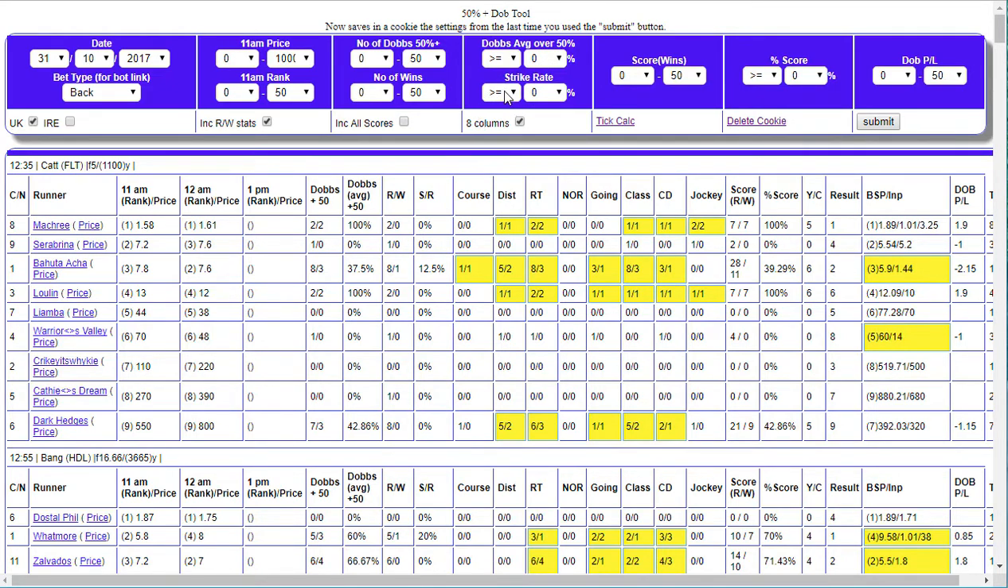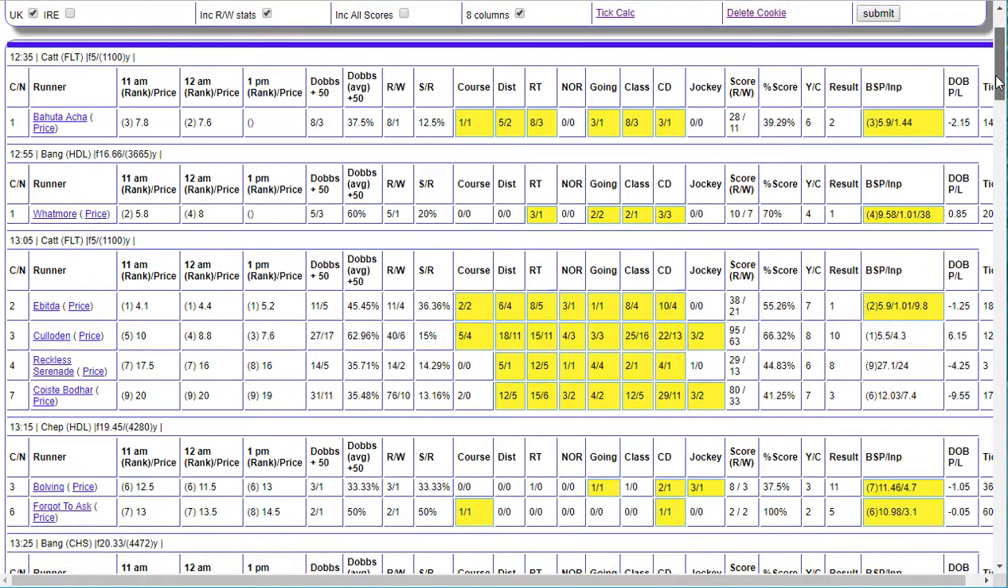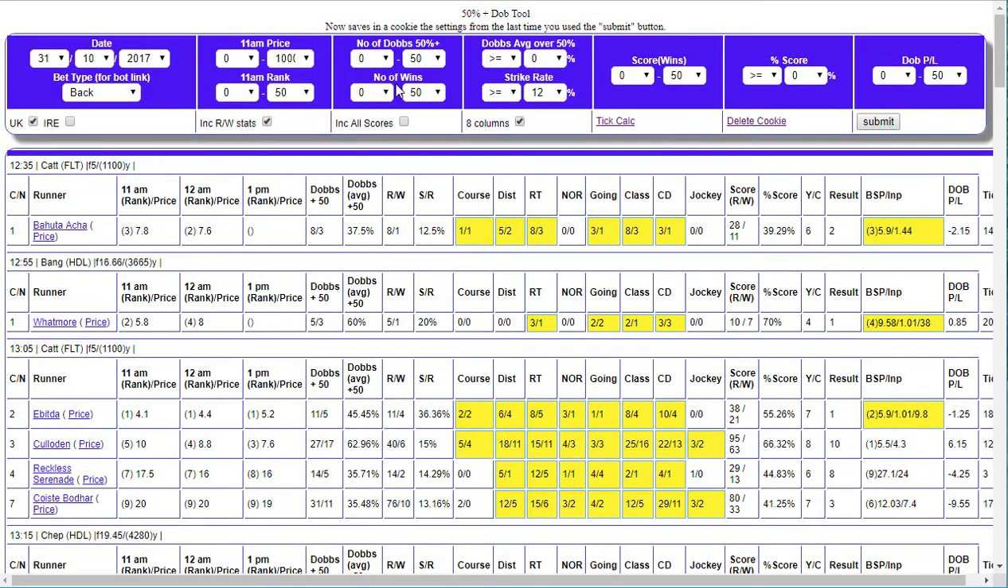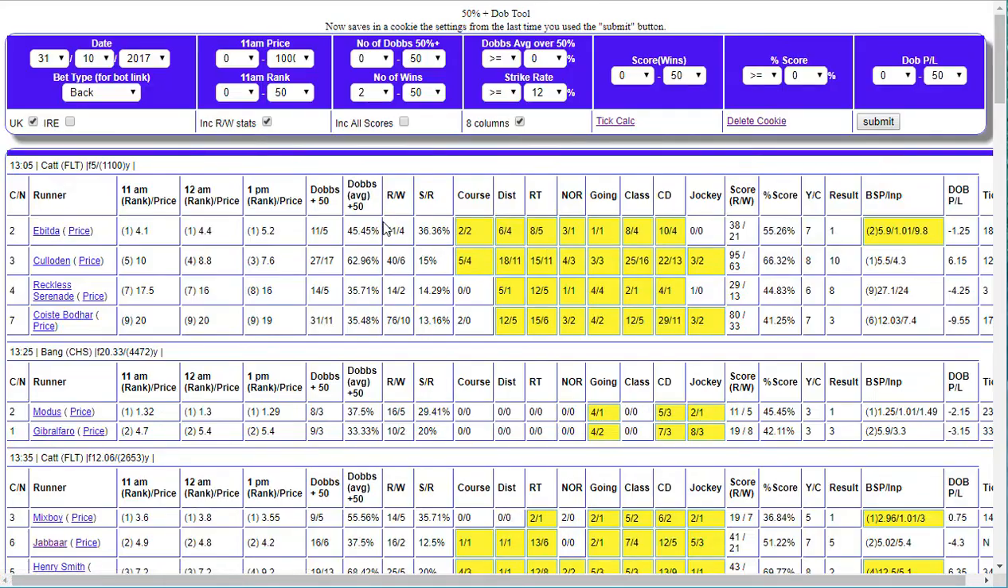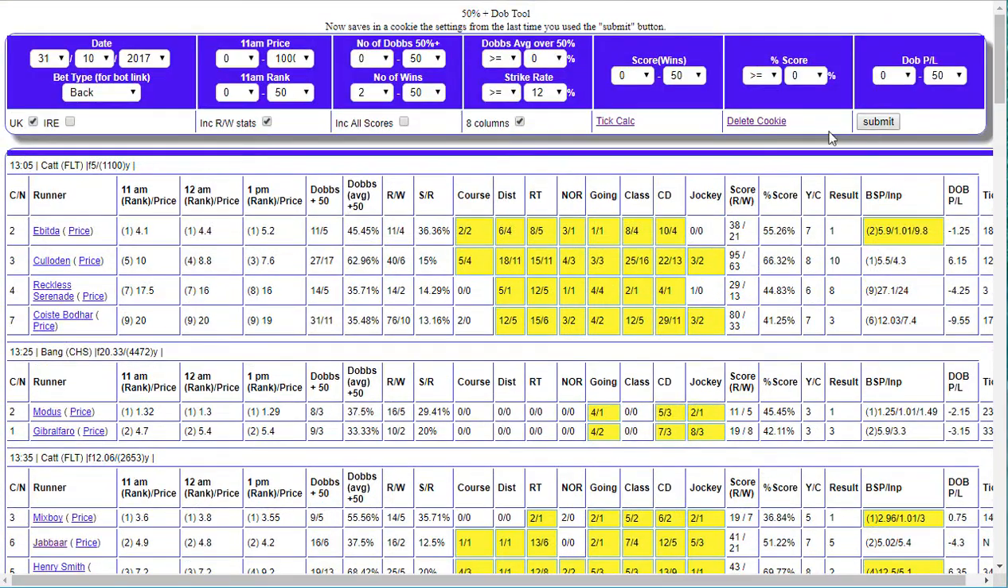So if we wanted to, we could look at all runners with, say, over a 12% strike rate, like so. And then it will only bring up runners that have a 12% strike rate, and then we could say only show us runners with at least 2 wins, and we could do that. So then we get those kinds of stats come up, and we can see if any of those runners are interesting. So that's this update.